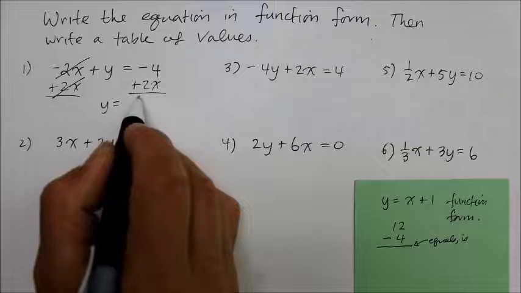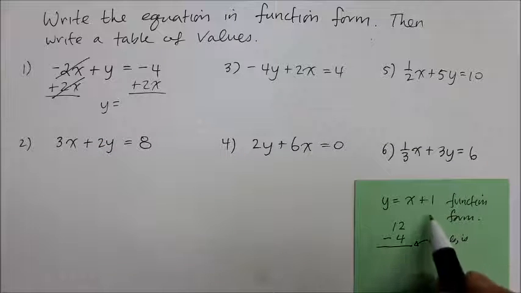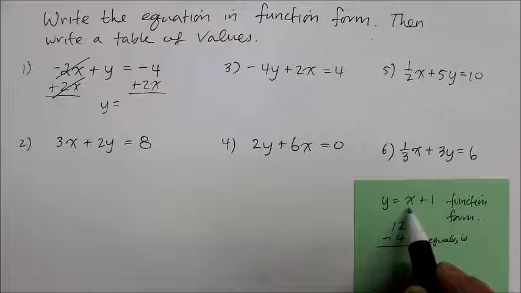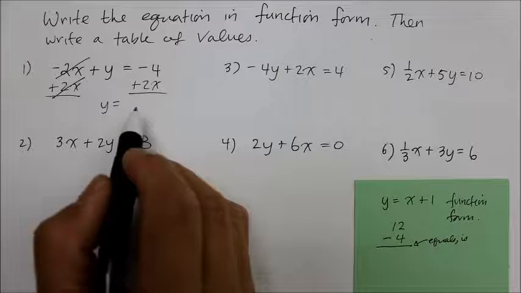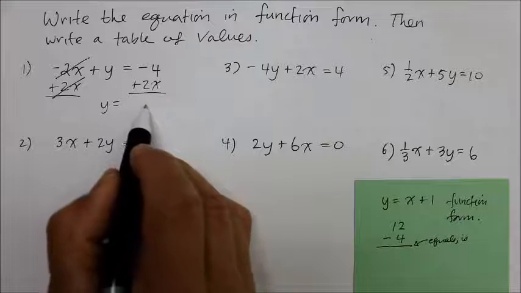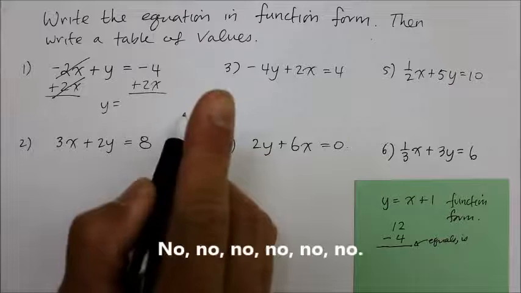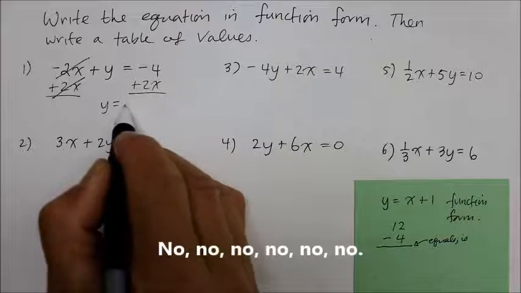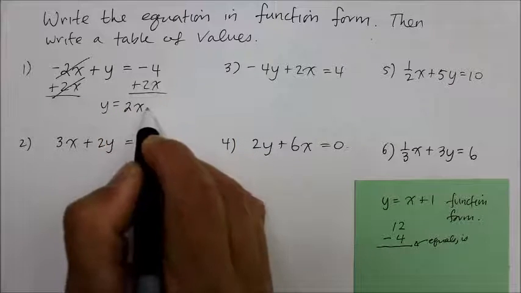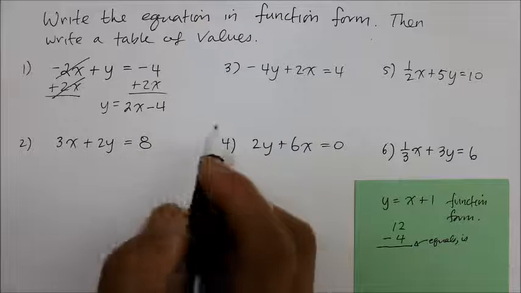Now here's the tricky part. You see, for this equation to be a function form, the x has to come first. So some kids will go minus 4 plus 2x. No. You have to put the 2x first, minus the 4. So there's your function form.